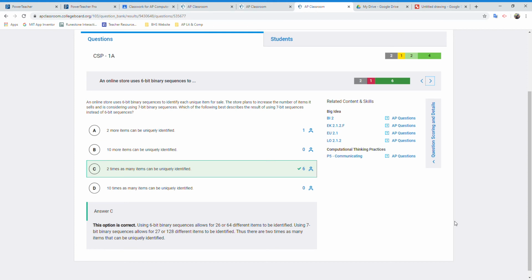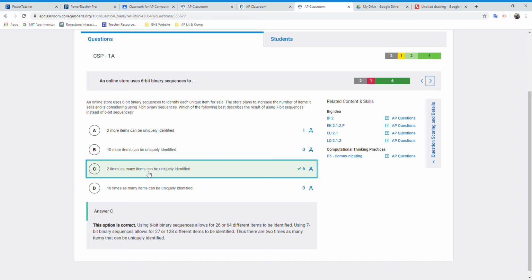Now, next, 6-digit binary sequences. An online store uses 6-bit binary sequences to identify each unique item. The store plans to increase the number of items it sells and is considering using 7 bits. Which of the following best describes the results of using 7 bits? And the correct answer is 2 times as many items can be uniquely identified.